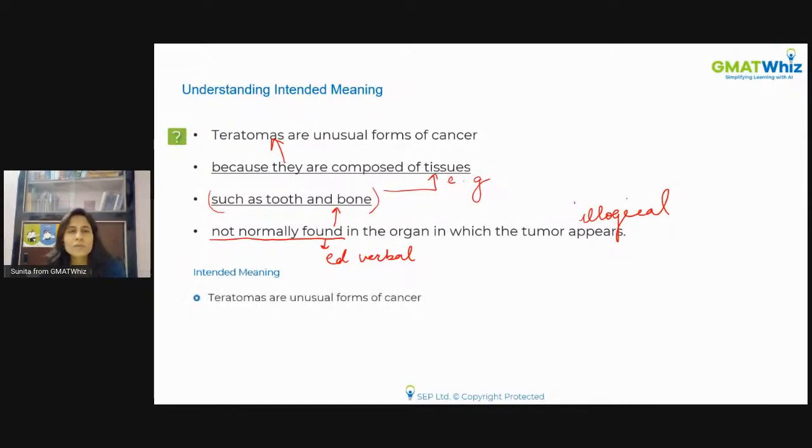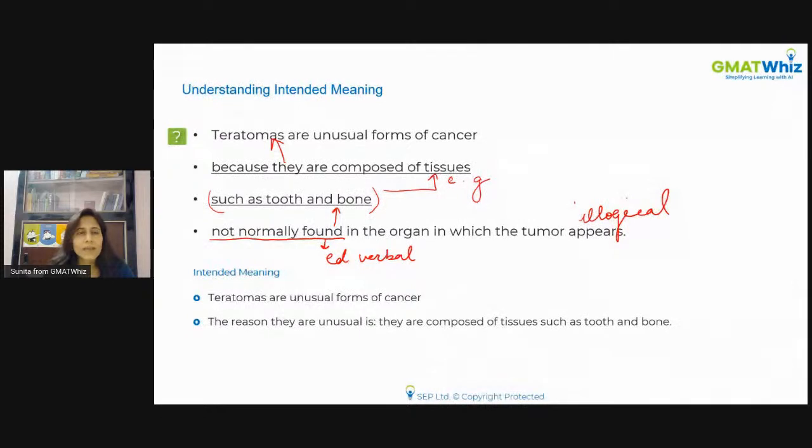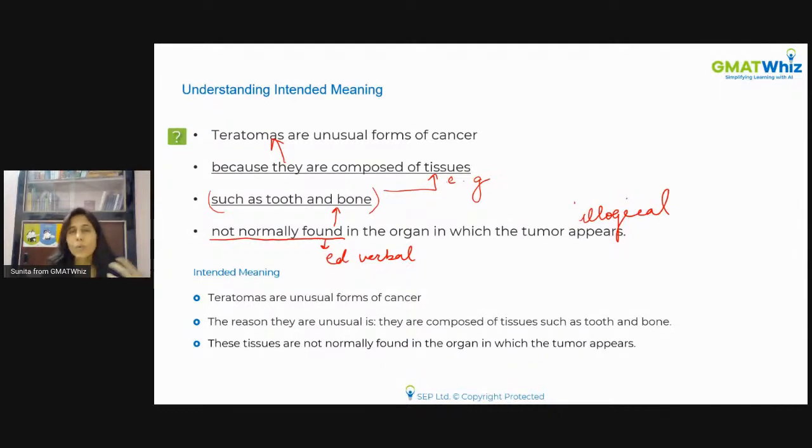All right, so teratomas are unusual forms of cancer. This is the intended meaning I'm deriving after reading it in this manner by breaking the sentence. And I'm also thinking that the reason they are unusual is they are composed of tissues such as tooth and bone, and these tissues are not normally found in the organ in which the tumor appears. This is what I want to look for. So this not normally found is an ED verbal, and it is placed next to the nouns tooth and bone, so it will modify the nouns tooth and bone.